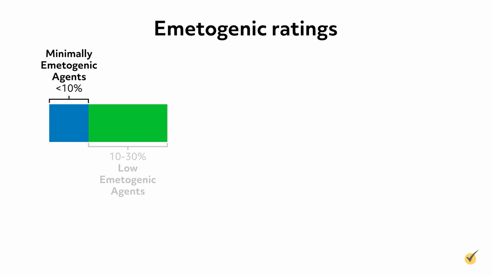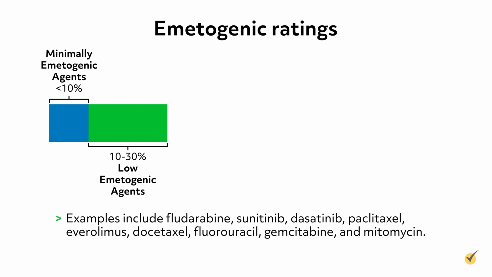With low emetogenic agents, risk is 10 to 30%. Examples include fludarabine, sunitinib, dasatinib, paclitaxel, everolimus, docetaxel, fluorouracil, gemcitabine, and mitomycin.